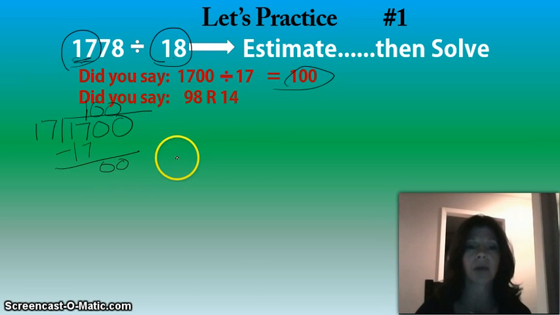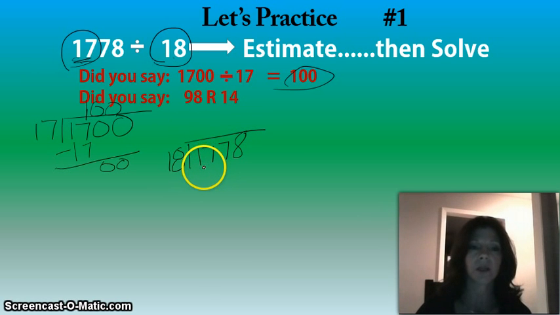Now let's see how we actually divide 18 into 1,778. All right, let's look at this together. 18 cannot divide into 1. Nothing goes above the 1. 18 cannot divide into 17, so nothing's going to go above the 7. But we can take 18 into 177. We already know, because we've got our answer there, 18 times 9.